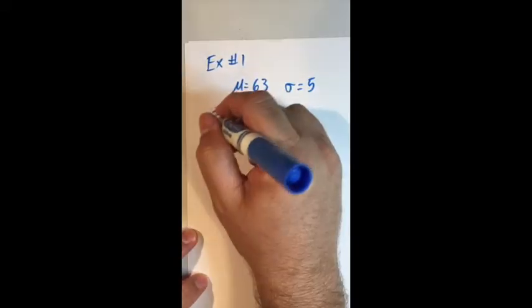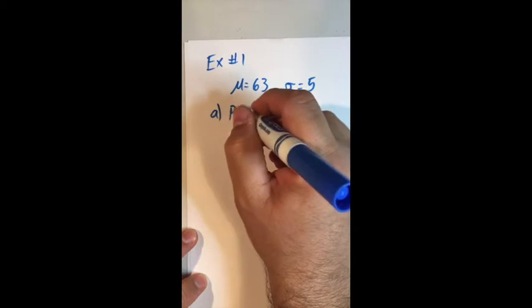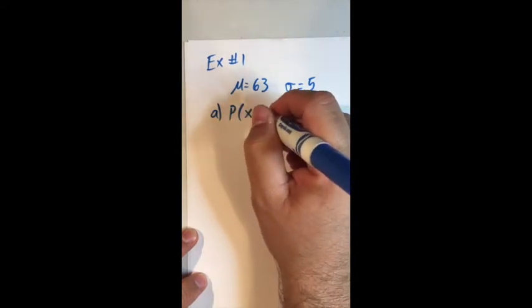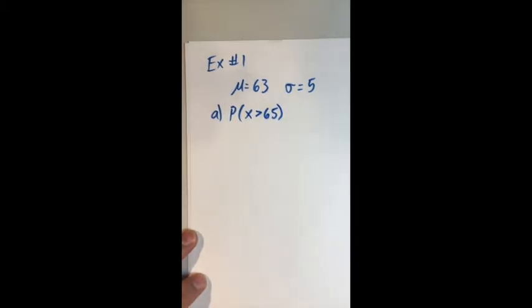Part A asks us to find the probability that a randomly selected student scored more than 65. So we're trying to find the probability that an individual score would be greater than 65. There's a couple ways we could go about doing this. I'm going to solve this problem using the calculator. I figure that's probably the more common way that you will want to do this.